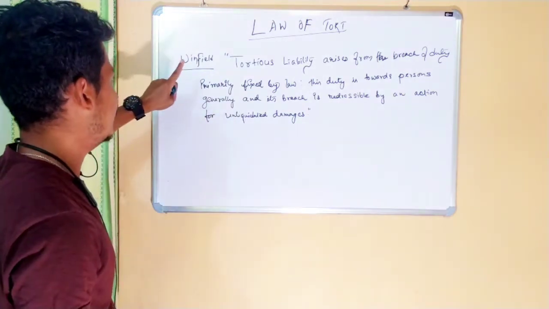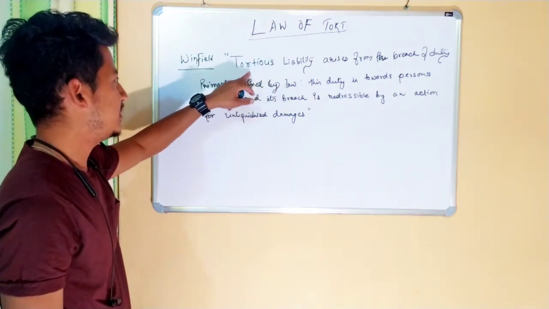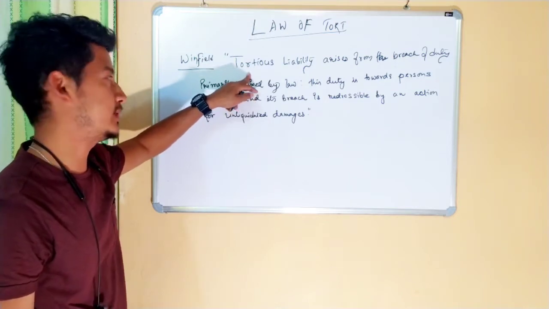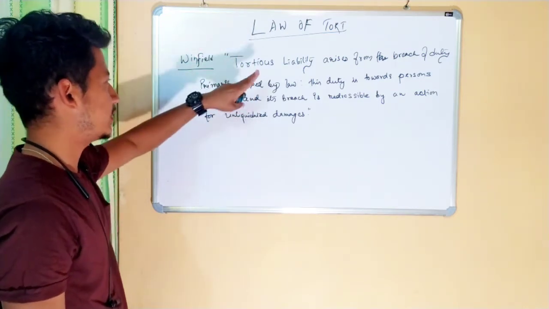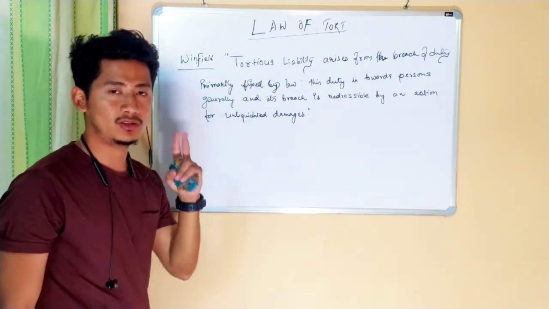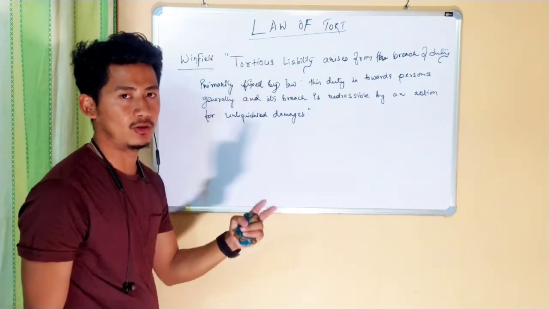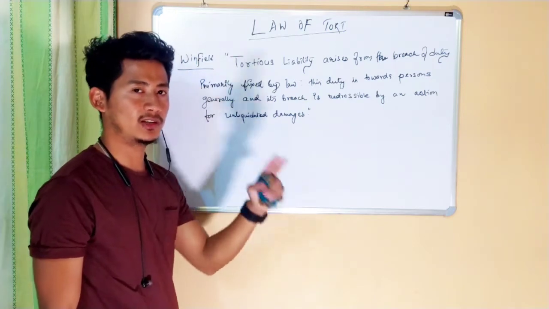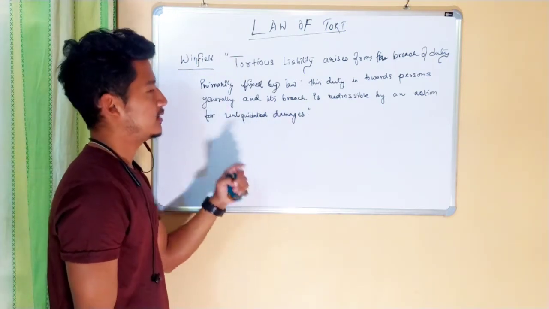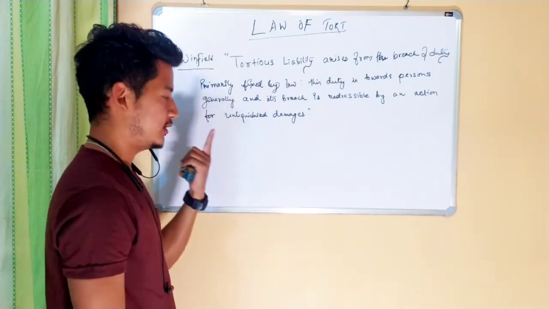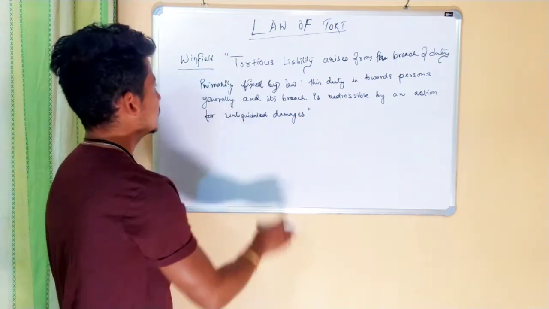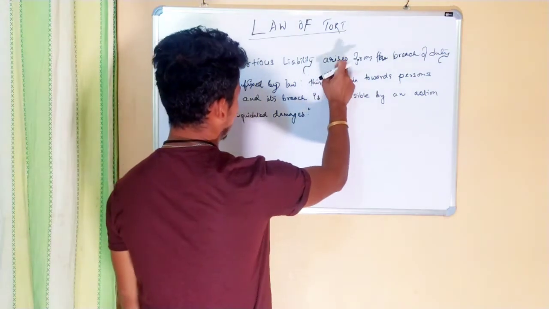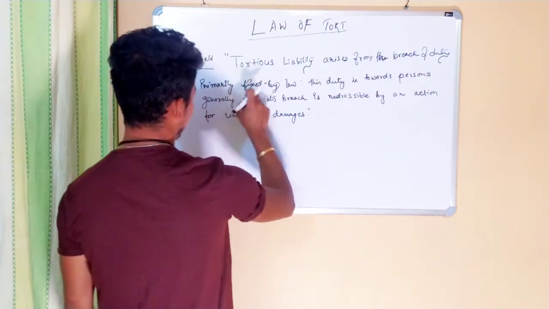So guys, it is tortious liability. I have heard many people pronouncing it wrongly. What is tortious liability? When a person commits a tort, a civil wrong which comes under the category of tort, then the liability arising out of that wrong is called tortious liability. Tortious liability arises from the breach of duty primarily fixed by law.